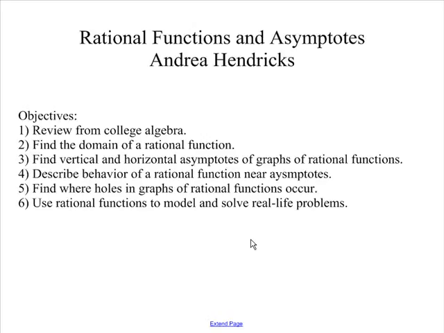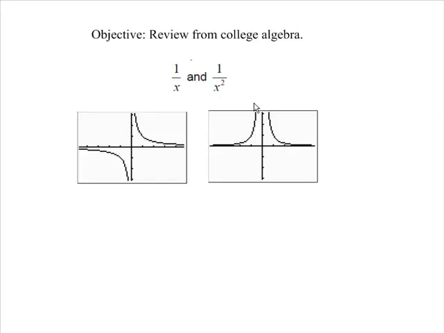So let me begin by talking about topics that you should be familiar with from college algebra. If you recall, two of the basic functions that you learned in college algebra are f of x equals 1 over x and 1 over x squared. What you did in college algebra with these was you graphed them and then you shifted or reflected or stretched. So you use the basic transformations to obtain other graphs of rational functions. So let me remind you of the shape of those.